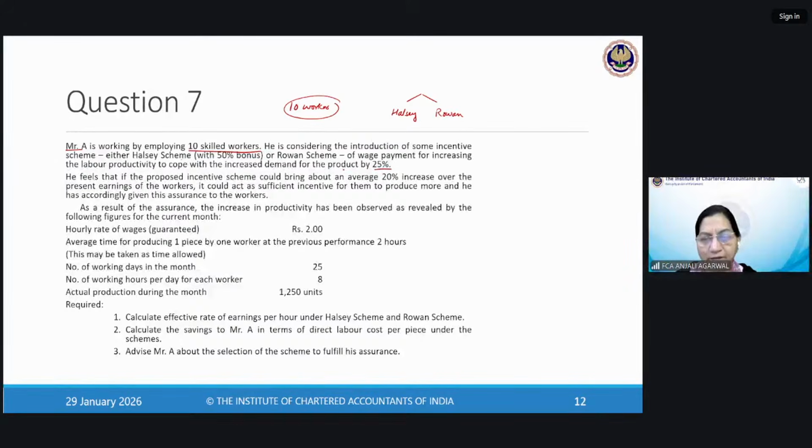So workers should get a benefit so that they get motivated, and as a result they become more productive, so that the productivity increases by at least 25% to meet the increasing demand. Okay.